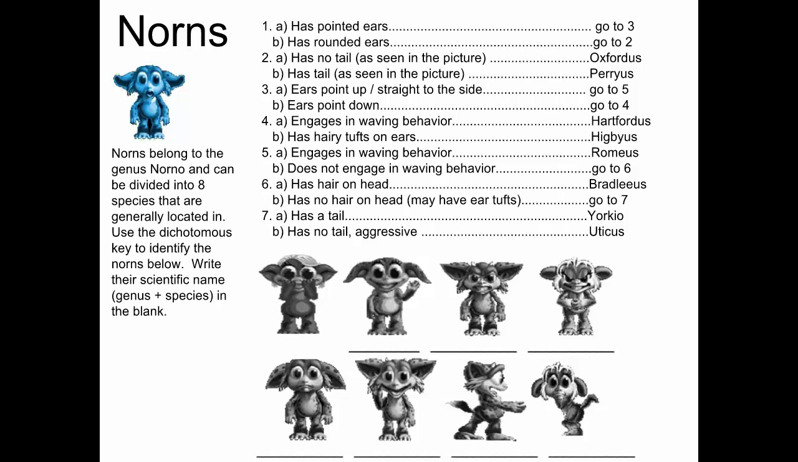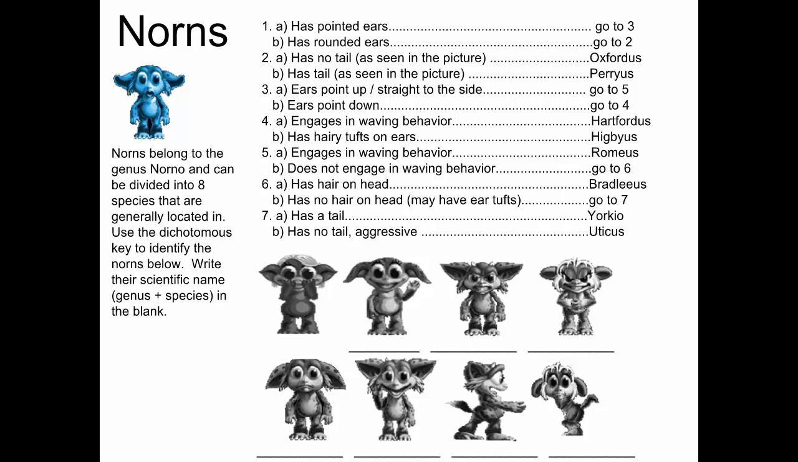These norns belong to the genus Norno, and there are 8 different species of these organisms. And this dichotomous key can be used to identify them. So let's start with this one and look at it. It has hair. You already know it, but I want to trace how we identify it. So first off, you look at set A. Does it have pointed ears or rounded ears? Pointed. So we follow it across.